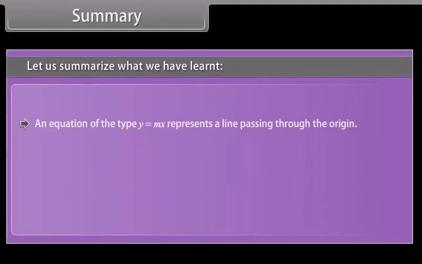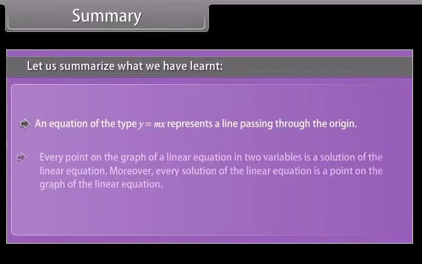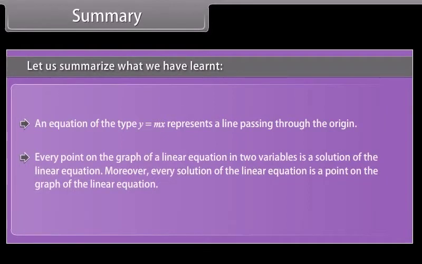An equation of the type y = mx represents a line passing through the origin. Every point on the graph of a linear equation in two variables is a solution of the linear equation.